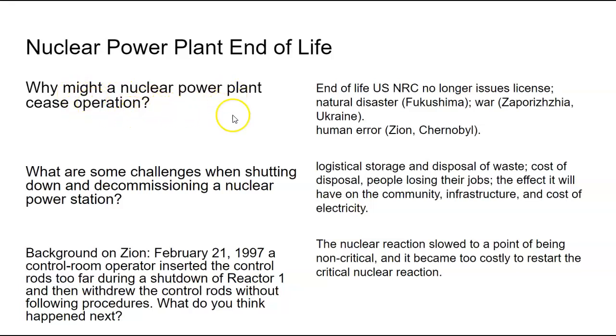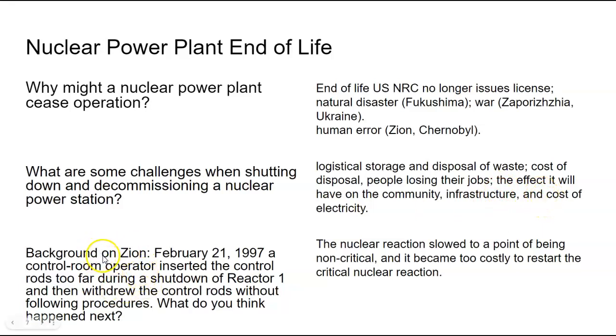Now, nuclear power plant end of life. Why might a nuclear power plant cease operation? The end of life could happen when the U.S. Nuclear Regulatory Commission no longer issues a license. It could be in the case of a natural disaster such as Fukushima, or war such as in Ukraine, or human errors such as Zion or Chernobyl. Some of the challenges when shutting down and decommissioning a nuclear power station are logistical: storage and disposal of waste, cost of disposal, people losing their jobs, the effect it will have on the community, infrastructure, and the cost of electricity.